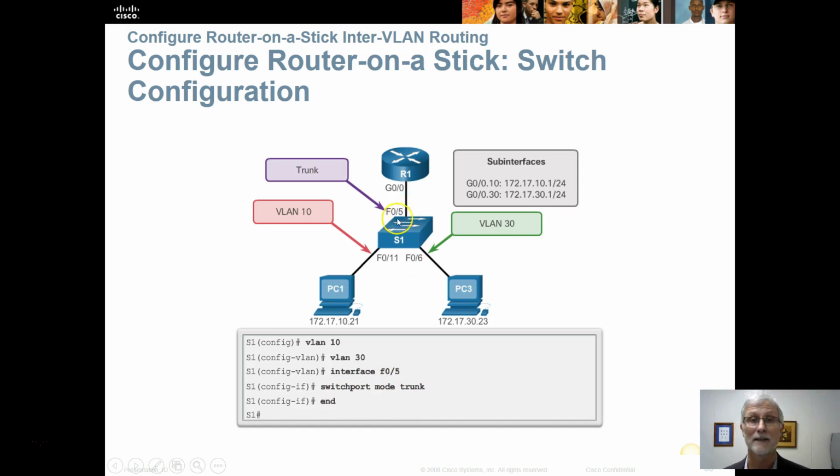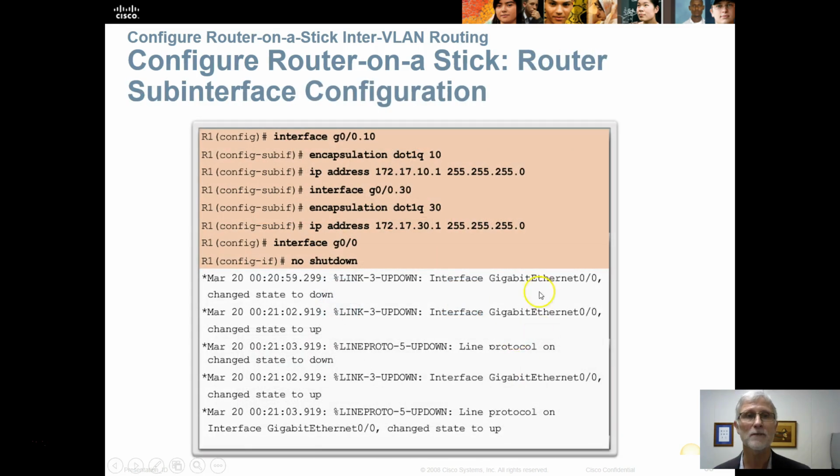And I also assigned the trunk. So it says, hey, for switch 1, I've defined F0/5 to be a trunk port. And that's pretty much all I've done there.